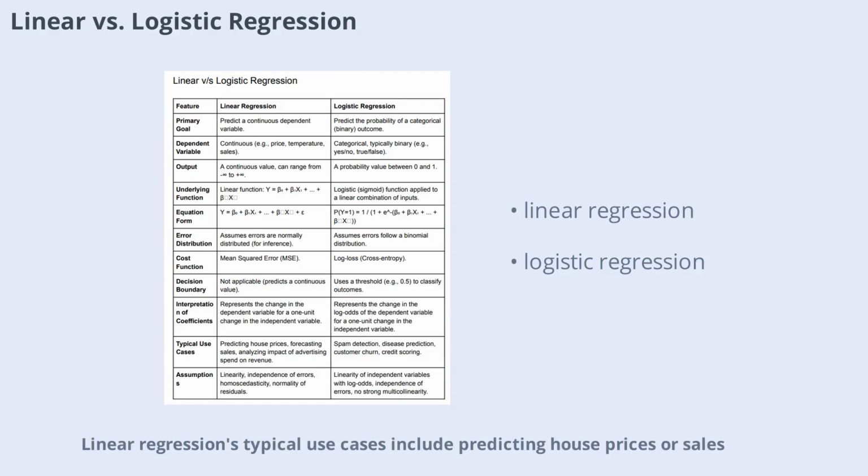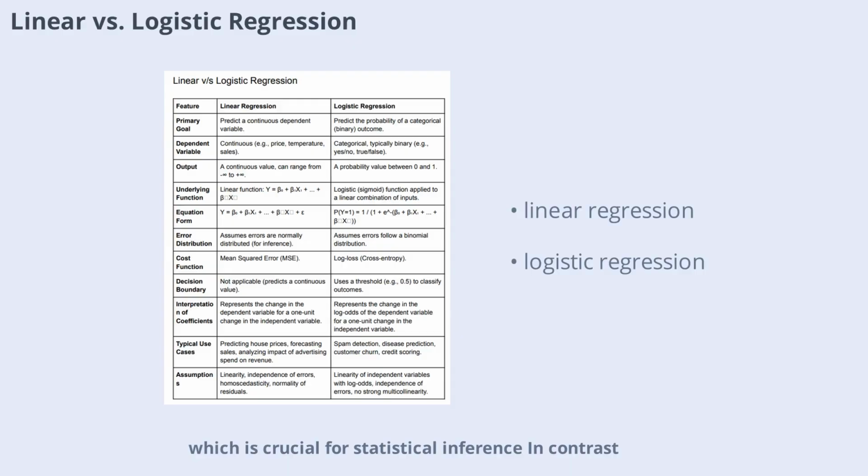Linear regression's typical use cases include predicting house prices or sales. Logistic regression is used for classification tasks like spam detection or disease prediction. The underlying function in linear regression is a simple linear equation, whereas logistic regression applies the logistic sigmoid function to the linear combination of inputs to map the output to a probability. Linear regression assumes the errors are normally distributed (Gaussian), which is crucial for statistical inference. In contrast, logistic regression assumes the errors follow a binomial distribution.